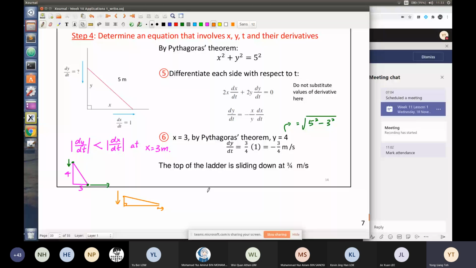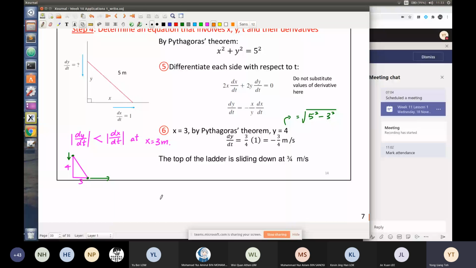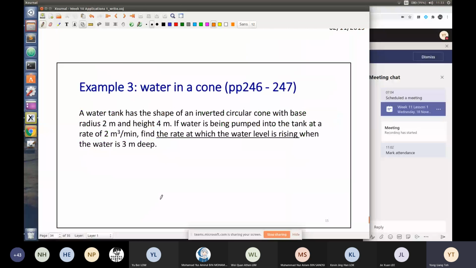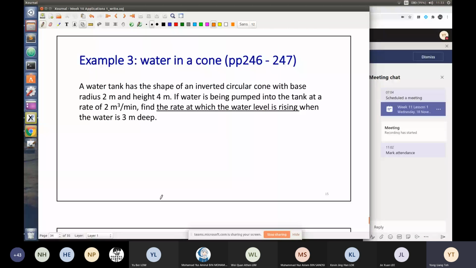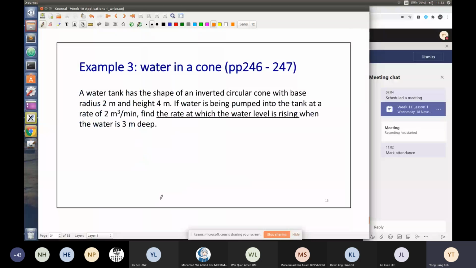Questions? Okay, good. So let me continue. So let's look at this example. Let me see if I have the answers. I don't have the answers here, so I'm just going to work this out together with you.